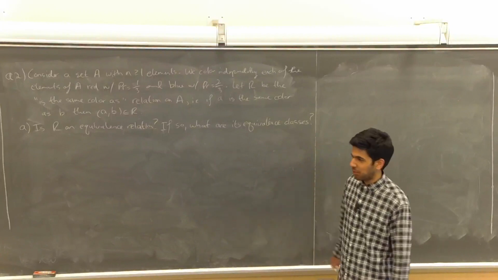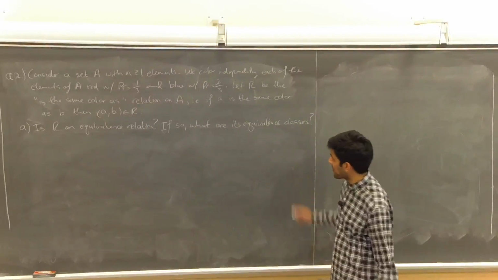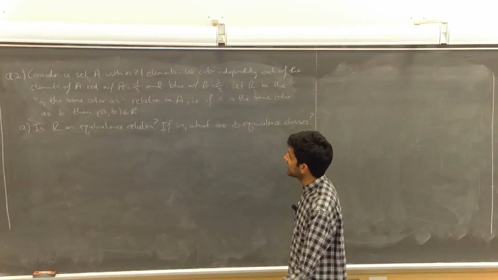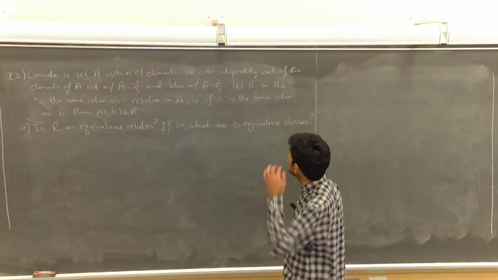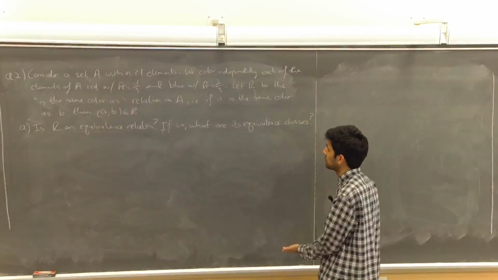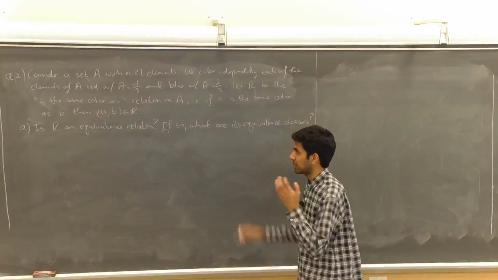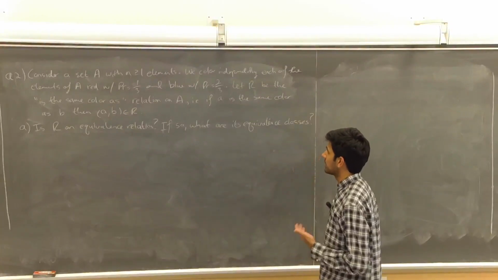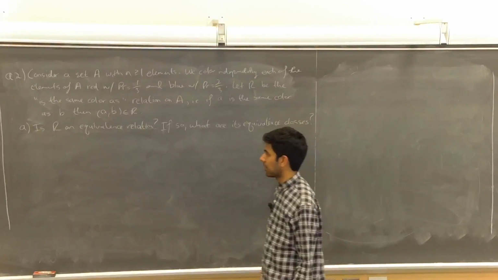Okay, so here we have the second question. We can see the handwriting is starting to falter because my arm hurts from writing. But consider a set A with n greater than or equal to 1 elements. We color independently each of the elements of A red with probability 1/3 and blue with probability 2/3. Let R be the "is the same color as" relation on A. That is, if a is the same color as b, then the ordered pair (a, b) is in R.